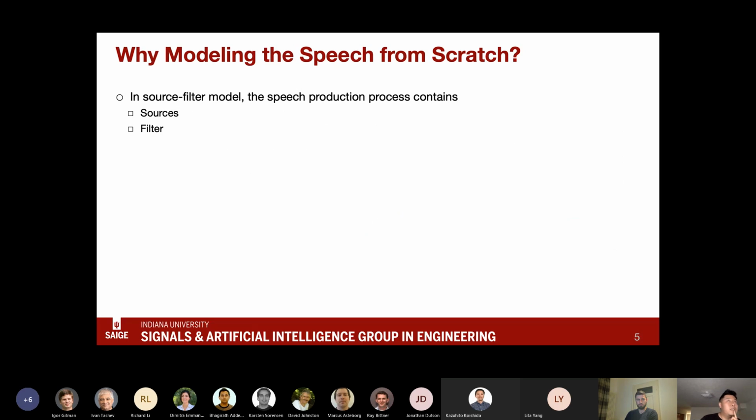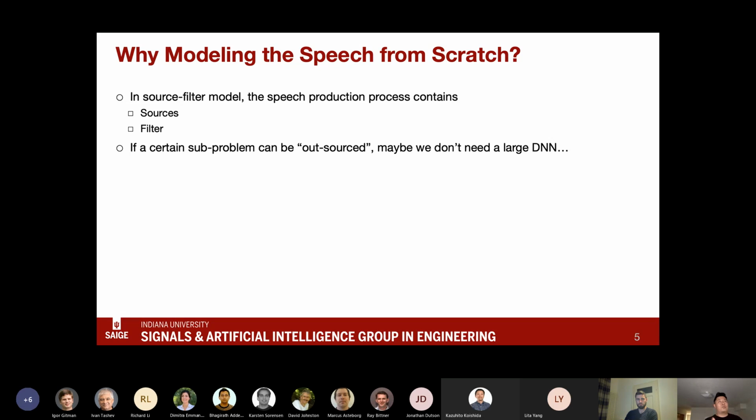This is one challenge, how to make an autoencoder neural codec. Another challenge is that when we talk about end-to-end speech coding, the network learns everything from scratch. This is not an efficient way to model speech because we know that according to the source-filter model, a speech generation process includes sources and filter.